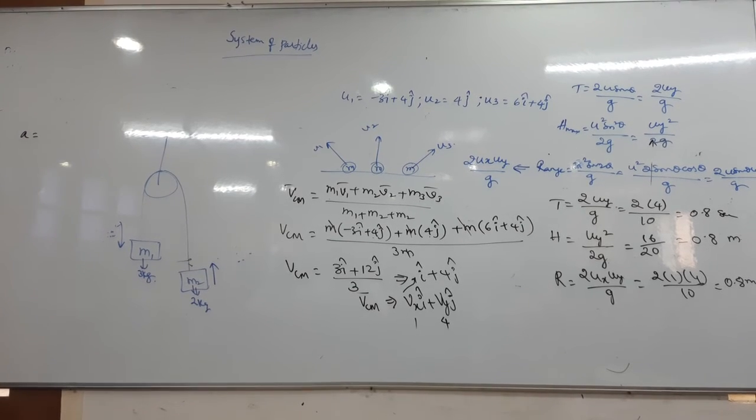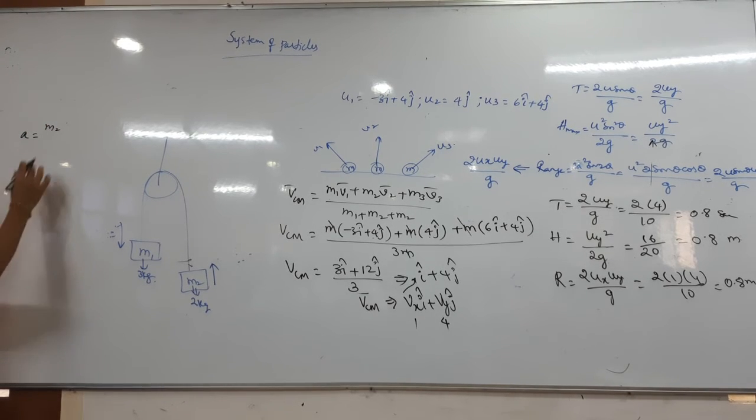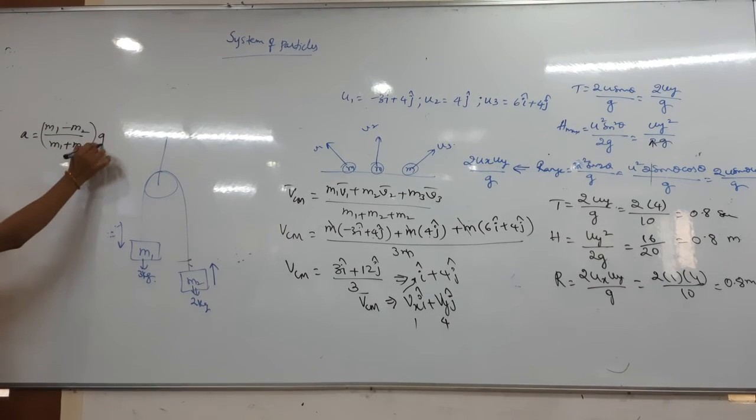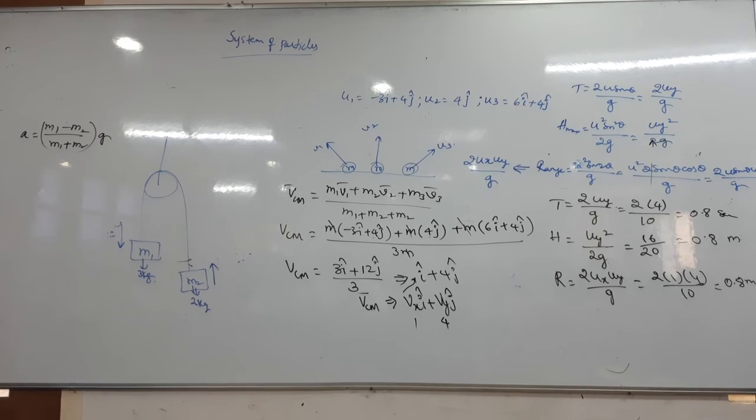Acceleration of the body A is equal to, what is the formula? m2 minus m1, which is heavier here? m1 is heavier, so I can write m1 minus m2 by m1 plus m2 into g. I told you already, the difference of the masses by the sum of the masses into g gives you the acceleration of the total system. Accelerations are not given in the problem, by the way, only masses are given.